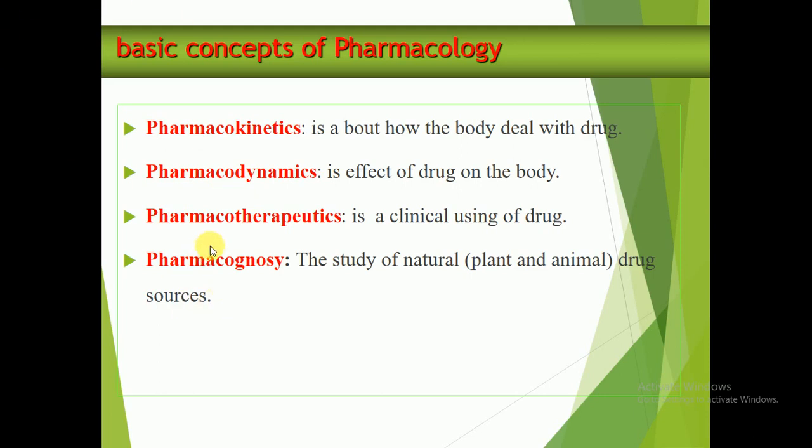Okay, the third one is pharmacotherapeutics. In simple words, pharmacotherapeutics is also a branch of pharmacy in which we study the clinical usage of the drug, how different types of drugs are used. Another one is pharmacognosy. Pharmacognosy is also from a Greek word, pharmakon. Pharmacognosy is the study of natural plant and animal drug sources.